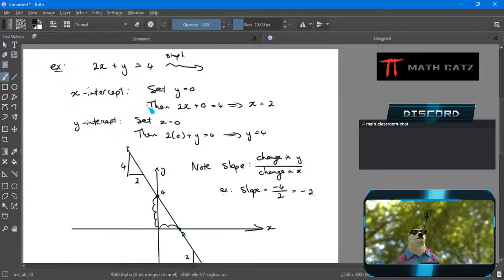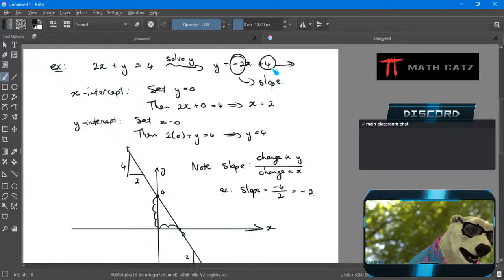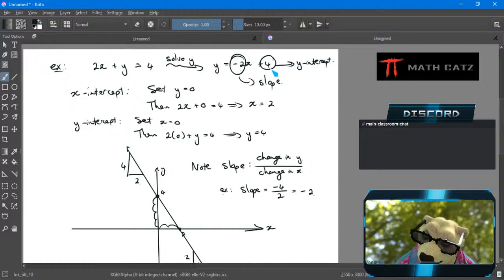What I mean by simplify is when I solve for y in this general form, I'm going to get y equal to negative 2x plus 4. And that number in front of the x is the slope. It's always going to be the slope. Also note that this 4, the constant term that I get when I solve for y, is always going to be the y-intercept, because I get the y-intercept by setting x equal to 0, and then I would exactly get that extra constant term.